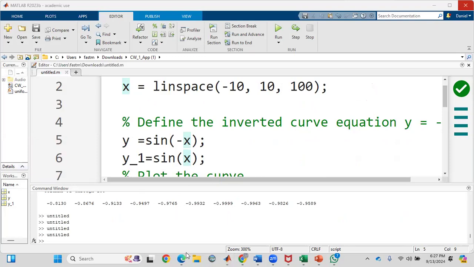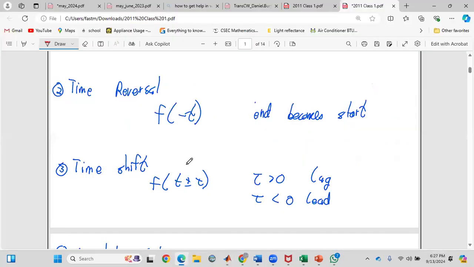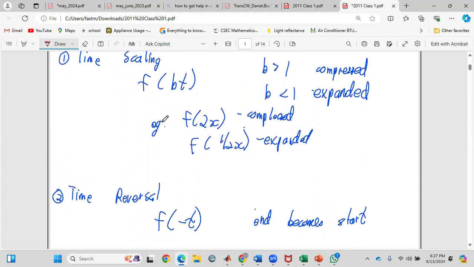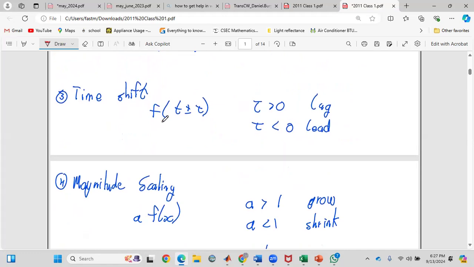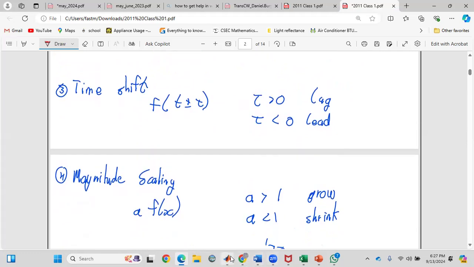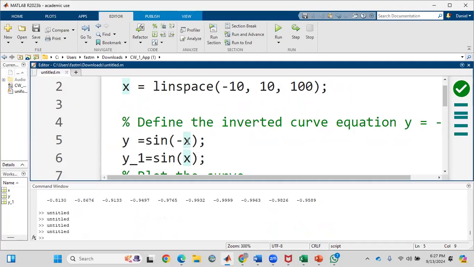So that was time reversal. Any questions on that one? No. All right, so now we have to do a time shift. Let's do the magnitude scaling and then the time shift. Magnitude scaling, just as the word says, scales the magnitude. That wouldn't be inside here anymore. That is outside of the function. Any number you see outside, multiplied by the entire function, is a magnitude scale.